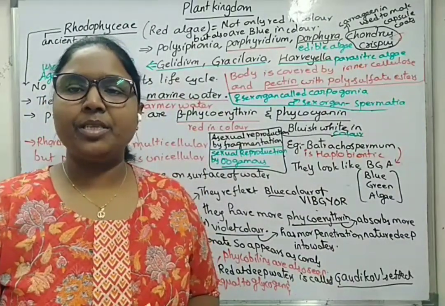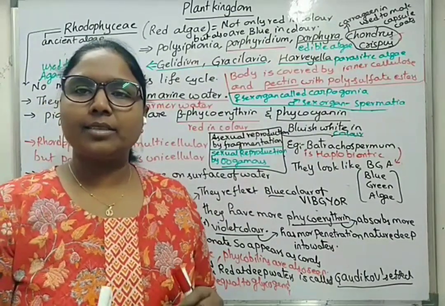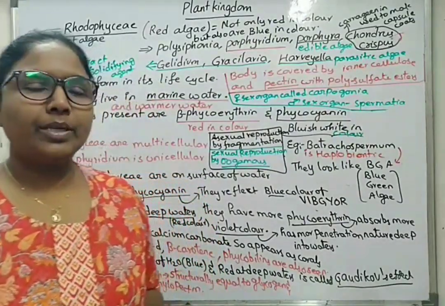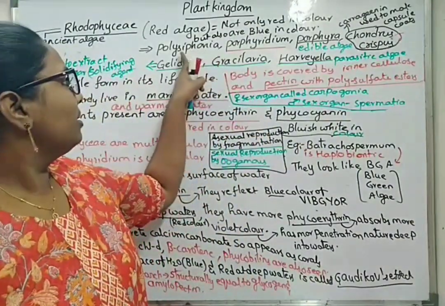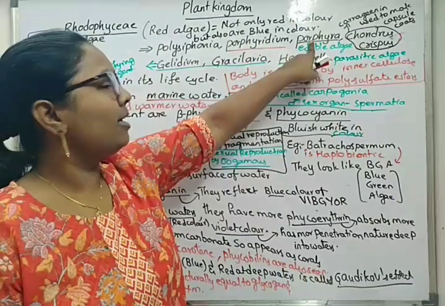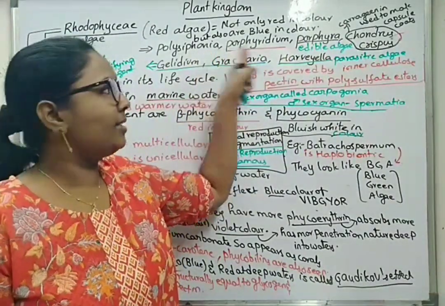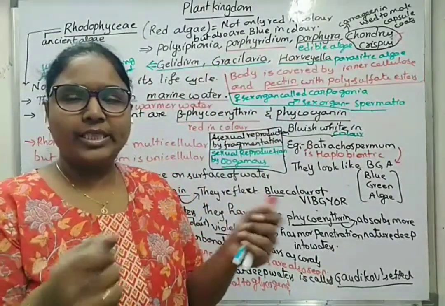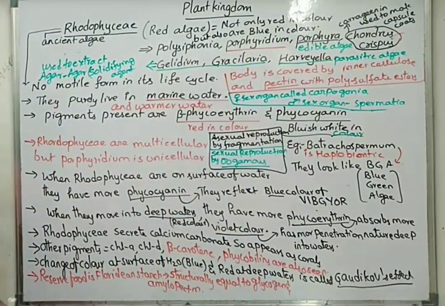In Rhodophyceae members, diagrammatic representations are also very important. They will give the diagram and ask us to identify the name of that particular alga. So please go through the NCERT textbook and see the diagrams. They have given Porphyra and Polysiphonia, which is twig-like with a main axis and branches. Porphyra is a single sheet-like structure. So these are the important points related to Rhodophyceae members.